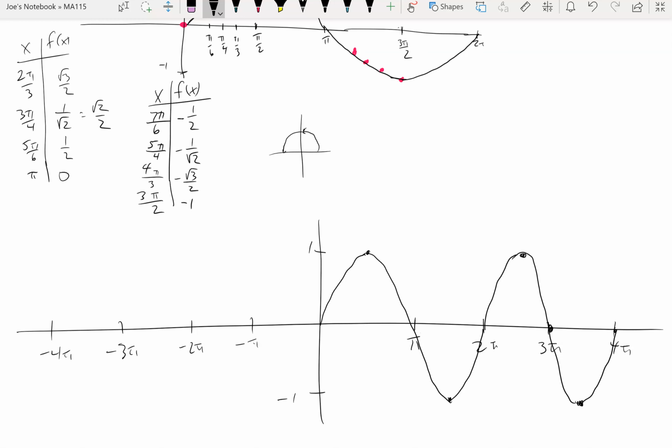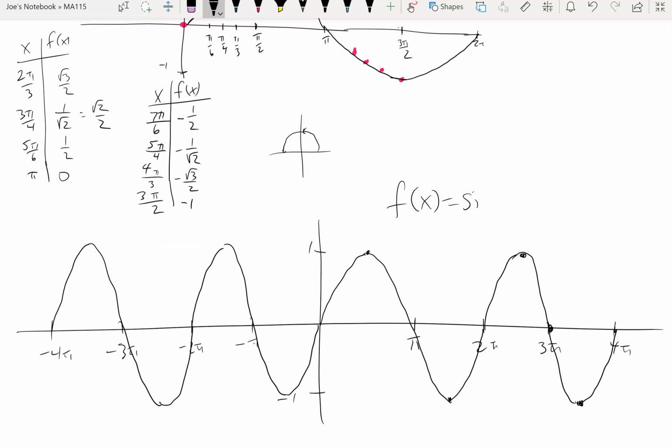And you can go to the left as well, right? So it should look the same over here. From negative 2 pi to 0 should look the same. From negative 4 pi to negative 2 pi should look the same. So this is what your graph of sine of x looks like. So this is your basic graph for sine.